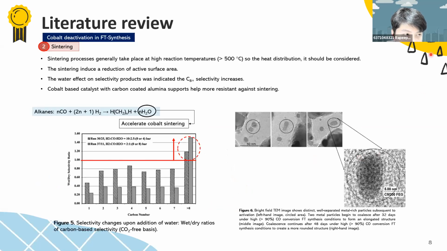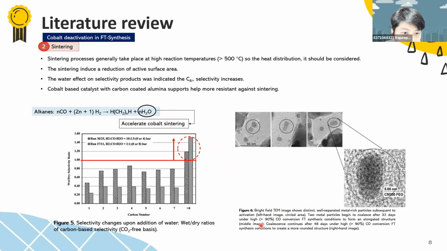The second type is sintering. Sintering is a thermal and chemical deactivation, and commonly takes place at high reaction temperatures of more than 500 degrees Celsius. Fischer-Tropsch synthesis produces water along with the desired hydrocarbon product, and sintering of cobalt crystallites may be accelerated in the presence of water. The water effect on product selectivity indicated that higher carbon atom selectivity increased.